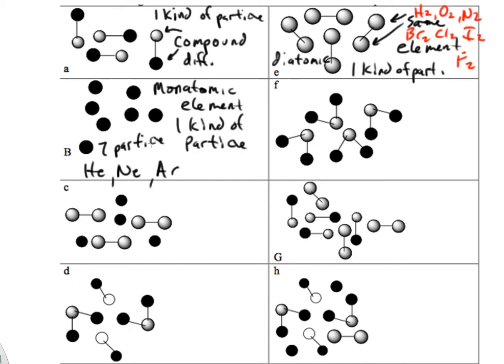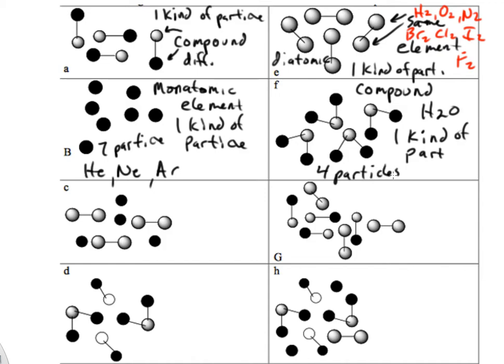Okay, and then this would be a compound. An example might be H2O. One kind of particle. But we have 1, 2, 3, 4. We have 4 particles, and so those you could say are 4 molecules.